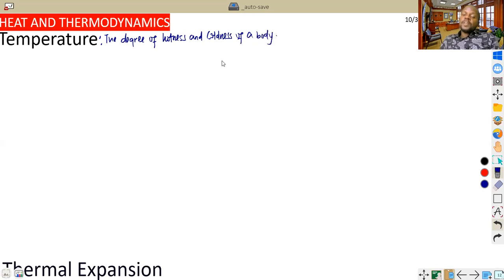Now, from our previous slide, we can also define temperature with respect to what we discussed, in terms of thermal agitation. Now, about that, we can say it is the measure of the energy of what? The measure of the energy of what?